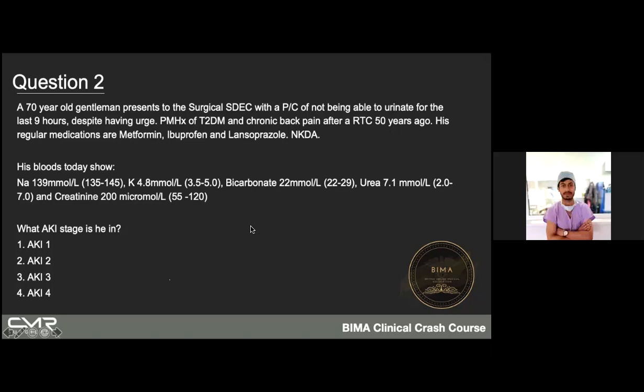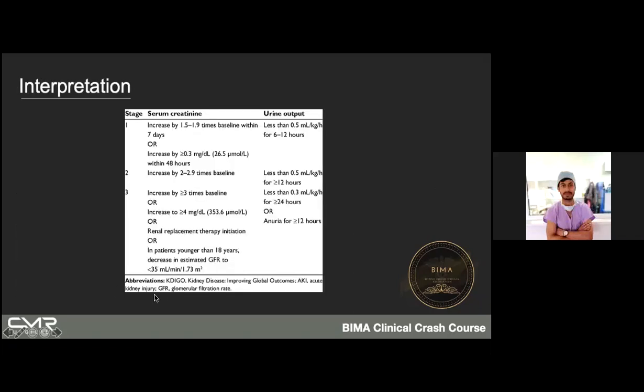As I mentioned in the previous slide, AKI 1 in the KDIGO classification is when our creatinine is between 1.5 to 1.9 times above baseline, and our urine output is less than 0.5 mils per kilogram per hour for more than 6 to 12 hours. So all of the clues are in the history. You would actually have a bit of a suspicion there for an AKI stage 1, especially.